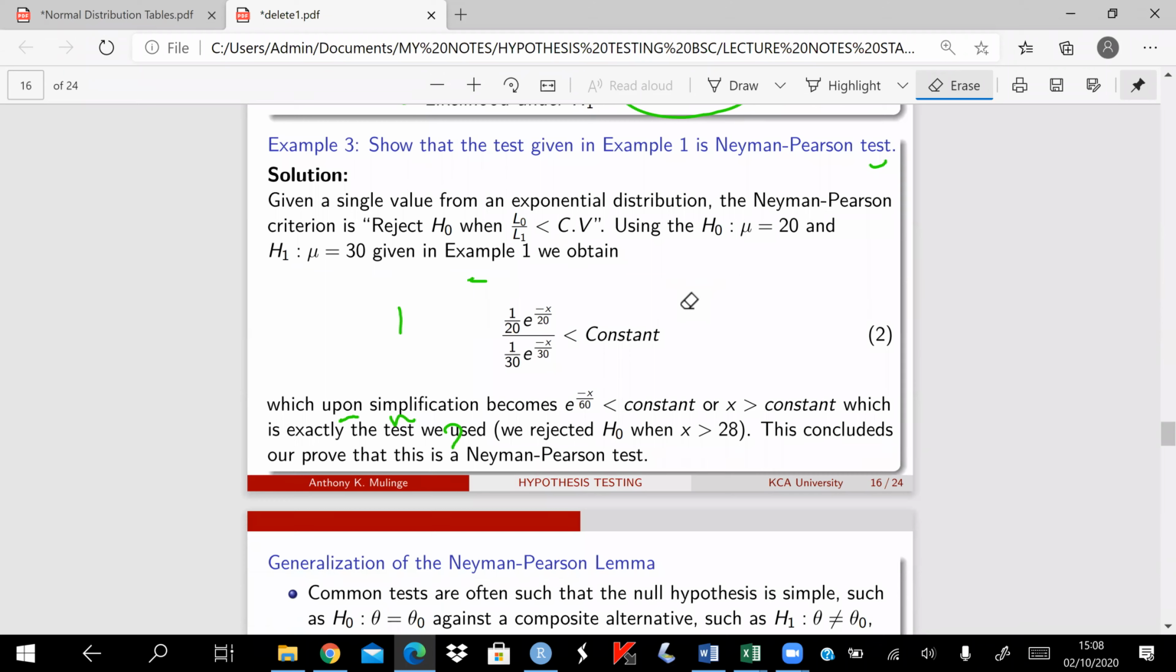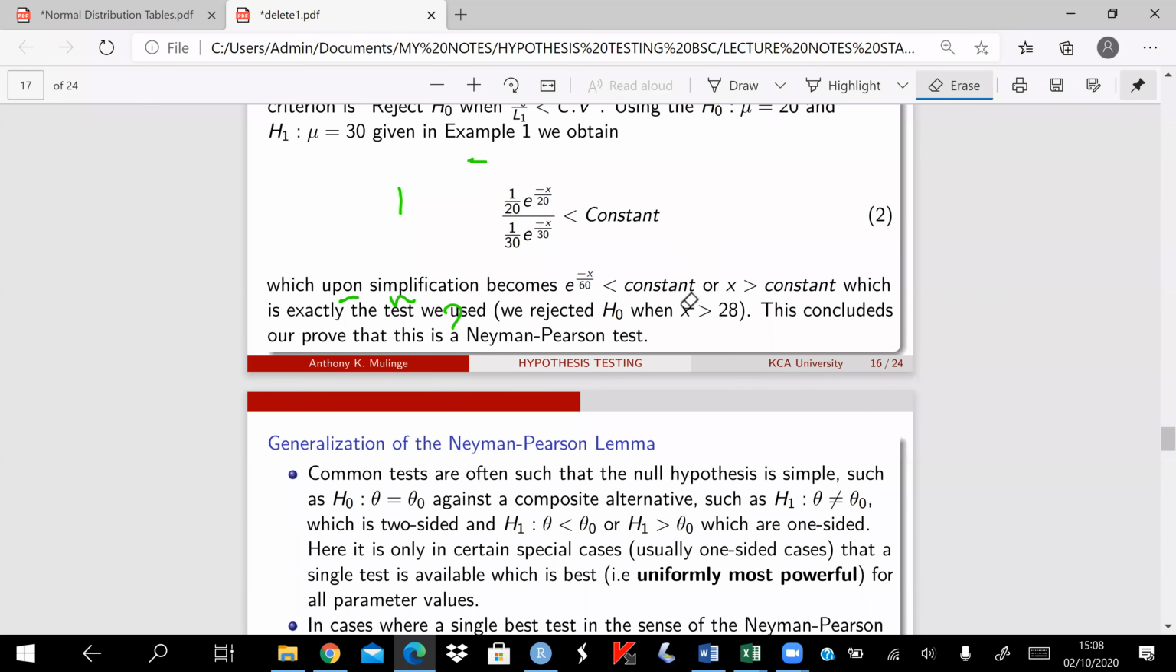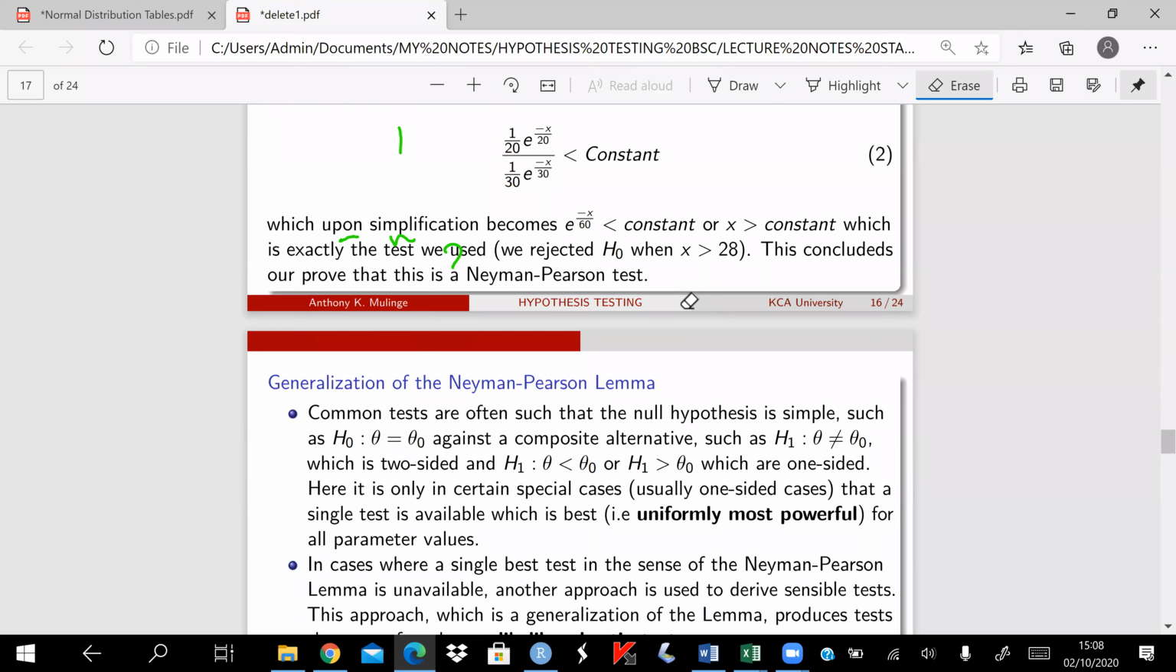Okay. Then now I want us to look at the generalization of the Neyman-Pearson lemma. And we're starting by saying that in most cases, you will have the null hypothesis and either a one-sided or a two-sided alternative hypothesis. And we're saying that it is only in certain special cases that a single best test is available. So that tells you that there are some cases where the best test is not available, okay?